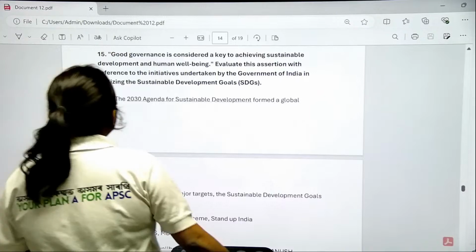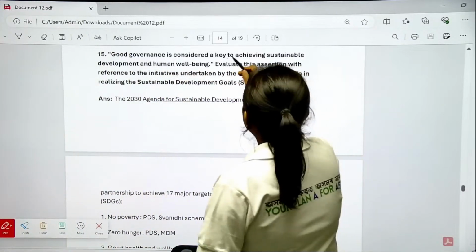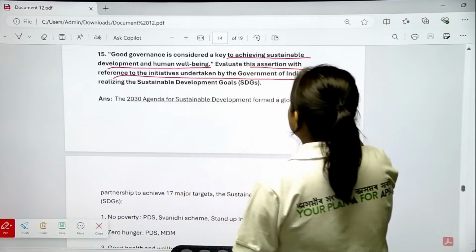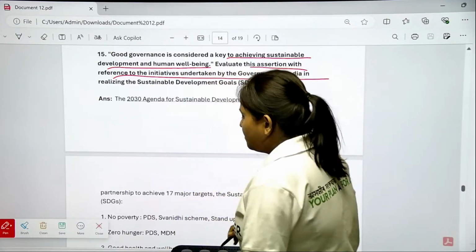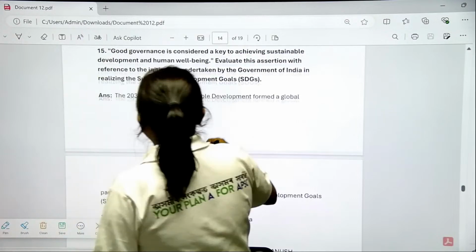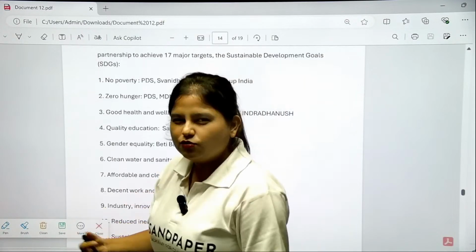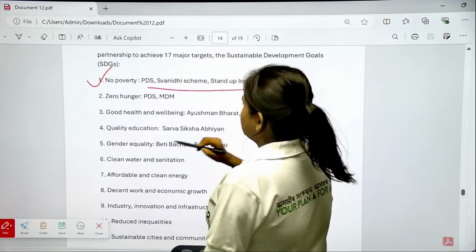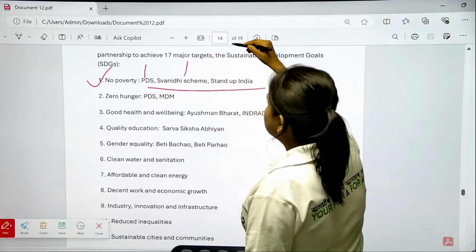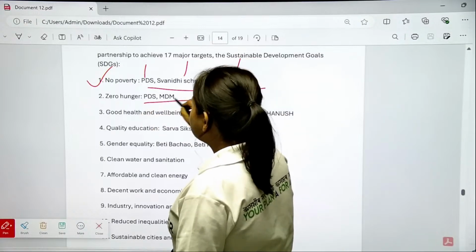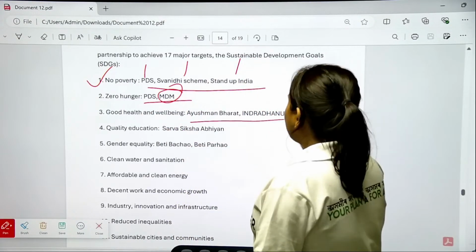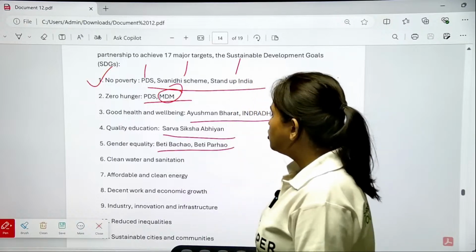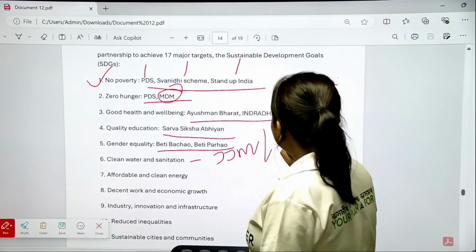So question number 15. Good governance is considered to be a key to achieving sustainable development and human well-being. Evaluate this assertion with reference to the initiatives undertaken for the SDGs. So, for 2030 I wrote some factual things, what is the sustainable development goal. And I got those factual things, but in it what did I include? No poverty, schemes under it, public distribution system, Swanidhi scheme, Stand Up India. Zero hunger, again PDS, midday meal. Good health and well-being, Ayushman Bharat, Indradhanush vaccination scheme. Sarva Shiksha Abhiyan, Beti Bachao Beti Padhao, clean water, Jal Jeevan Mission, Swachh Bharat Abhiyan.